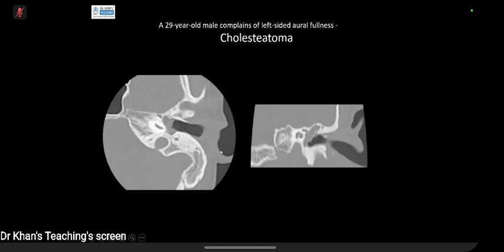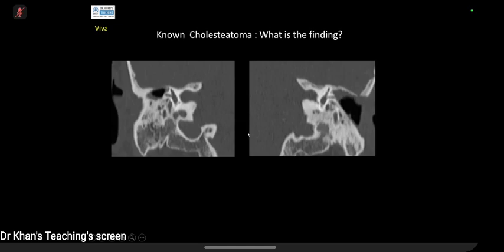This is a case of cholesteatoma where you can see this opacity, which is completely replacing the middle ear cavity, and it is causing erosion. Where are the ossicles? The ossicles are gone, that is erosion, and there is an opacity which is completely replacing it. The key thing I want you to remember is the lateral semicircular canal. This is the lateral semicircular canal on the normal side. This is the superior semicircular canal.